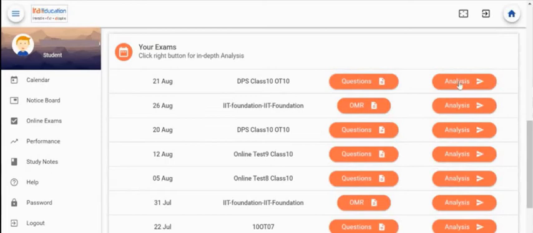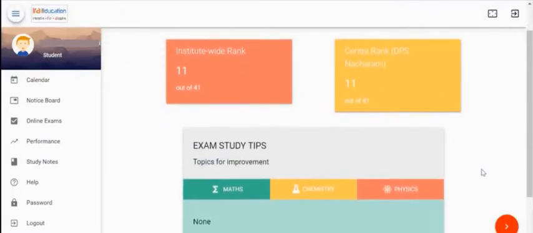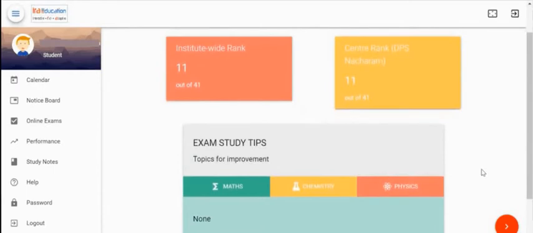On clicking analysis, we come to a page where our inbuilt AI, after analyzing the student's performance for that particular test, gives topic suggestions for improvement in a subject-wise manner. Here, we see that this student doesn't need any topic for improvement in math, but for chemistry and physics, it is suggested behavior of gases and magnetism respectively. On clicking the red button on the bottom right, we go to the next stage of analysis.